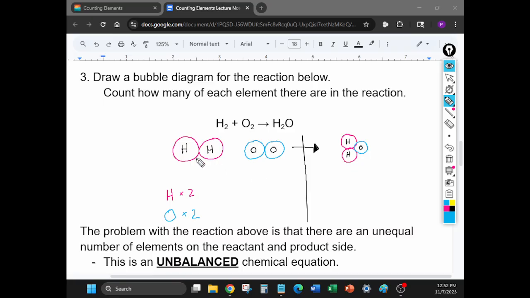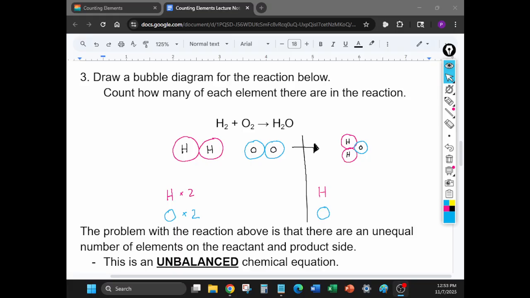So all we're doing is just counting the bubbles. If you want to count the bubbles, great. If you want to just look at the formulas, you could do that as well. All right, let's look at the right side now. I'll give you 30 seconds. I want you to write down how many H's and how many O's are on the right side of the arrow. Just jot that down on your paper, and then we'll go over it, and then it'll lead us into our next point.